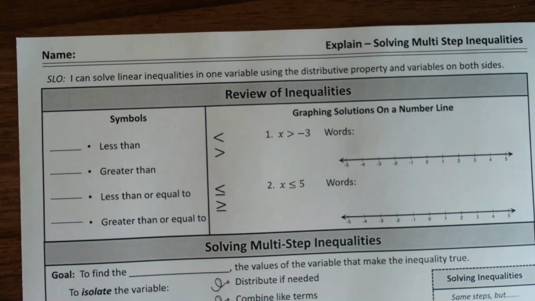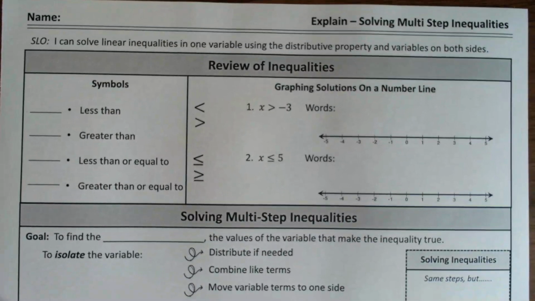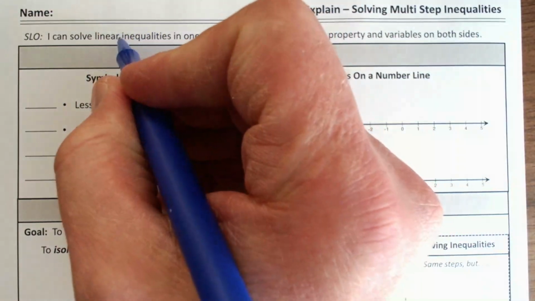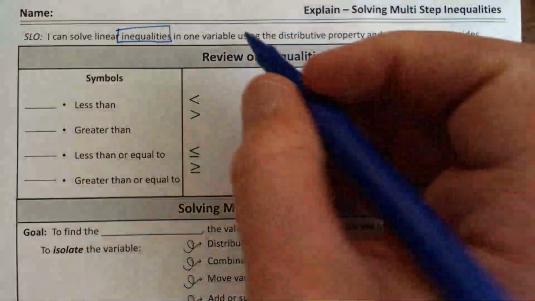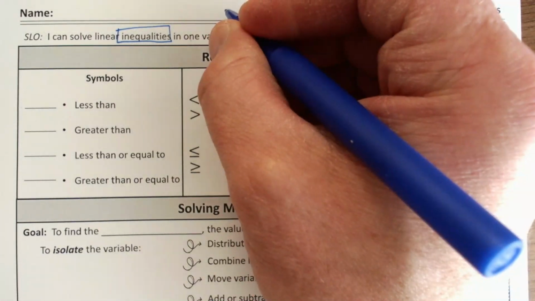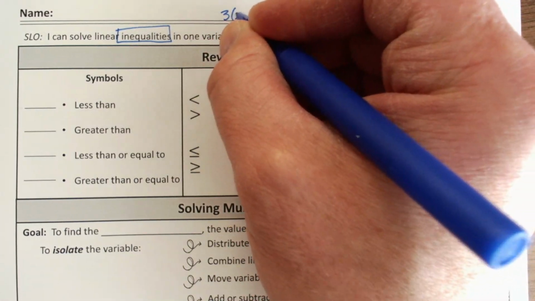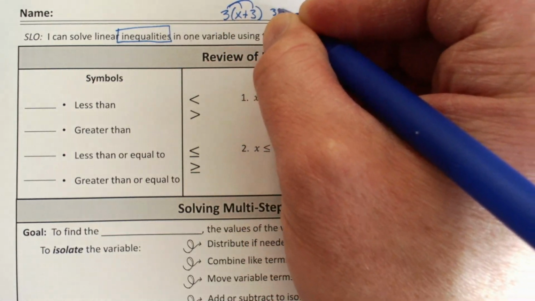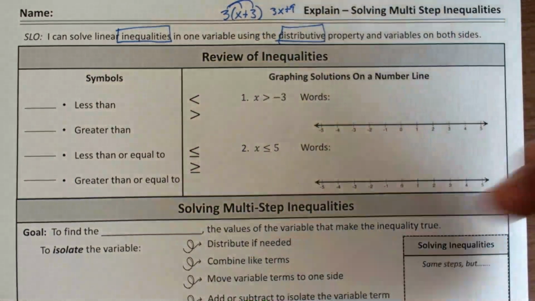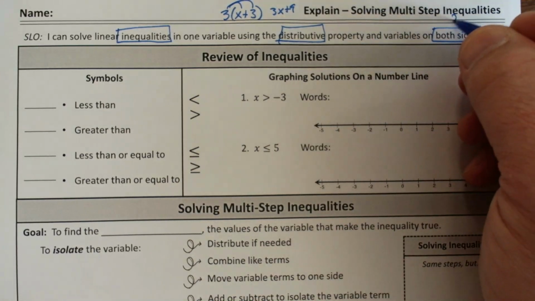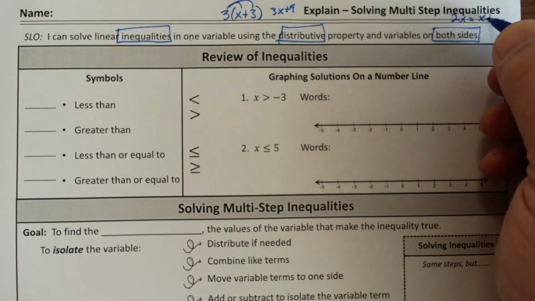All right, today we're looking at the notes to solving multi-step inequalities. So the goal will be that you can solve linear inequalities with one variable using the distributive property. Remember, the distributive property is when you have something on the outside and you distribute using multiplication, and variables on both sides. So remember, you'd have variables on both sides of the equal sign. Okay?